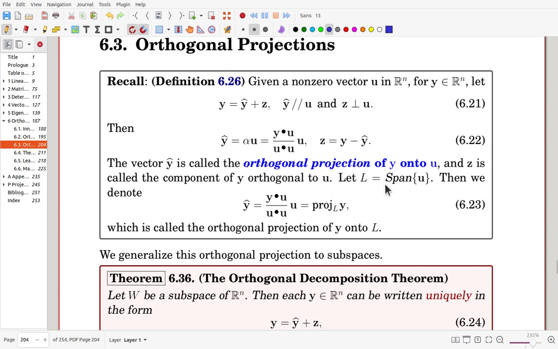Once L is the spanned line of u, then y hat can be written in this way: the projection of y onto L. And also this is the orthogonal projection of y onto L. Now we will generalize the orthogonal projection.